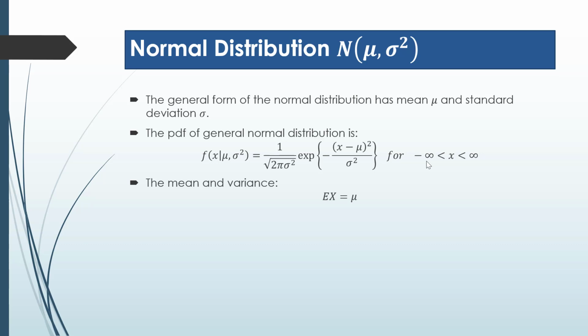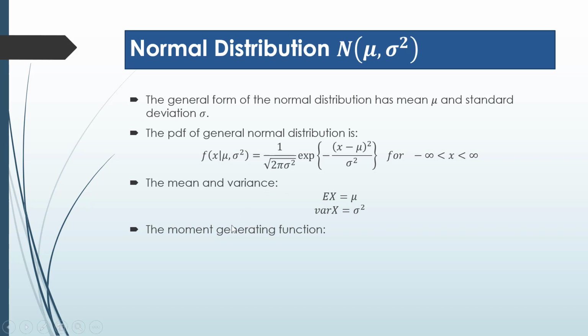If you have learned transformation in college algebra, you would be able to understand this transformation. The normal distribution is basically the standard normal distribution shifted to mu and scaled by a scale parameter sigma.